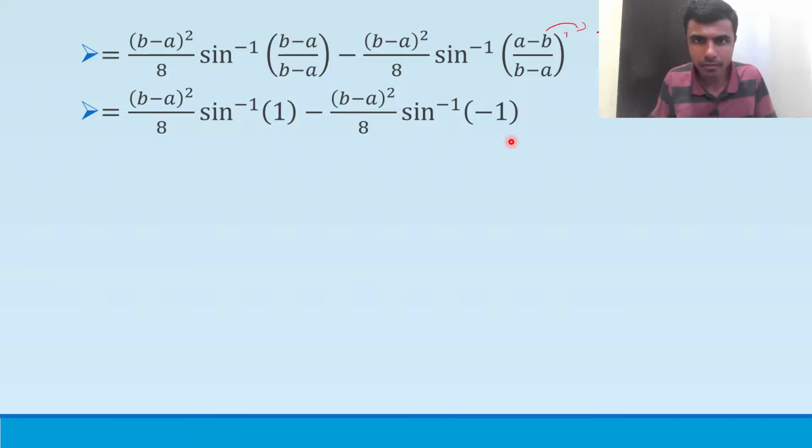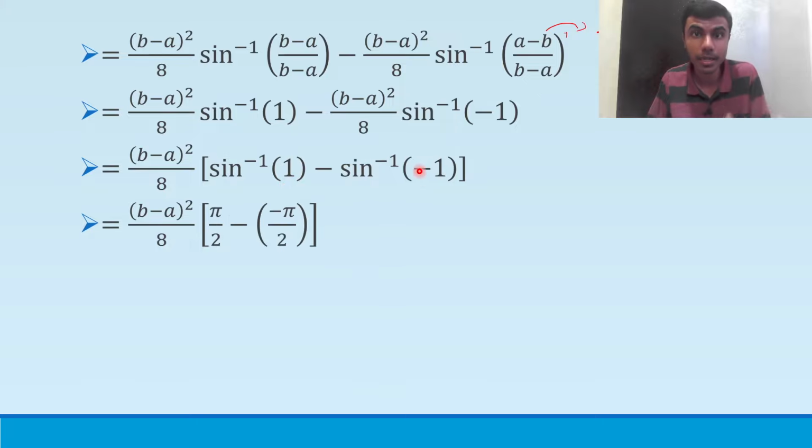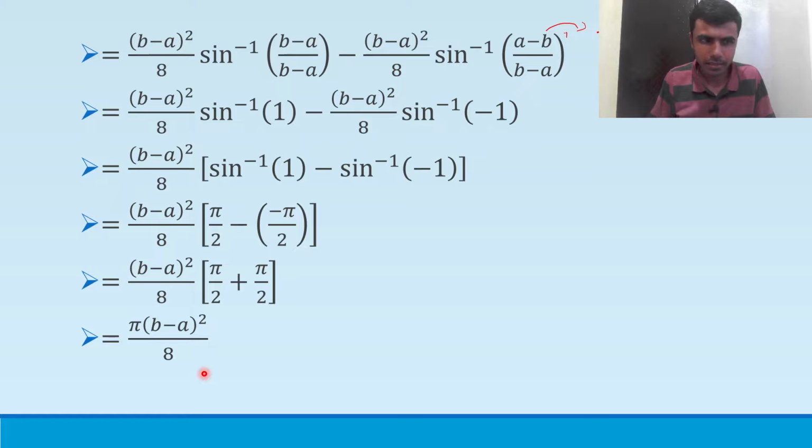So sin inverse 1 is pi by 2, and before that I took (b minus a) whole square by 8 common. Then sin inverse 1 is pi by 2 and sin inverse minus 1 is minus pi by 2. So minus is already there in between and minus pi by 2, so minus into minus is plus. So I have pi by 2 plus pi by 2. What is pi by 2 plus pi by 2? It's nothing but pi. So pi is there, you can just put it in the beginning. So pi into (b minus a) whole square by 8.